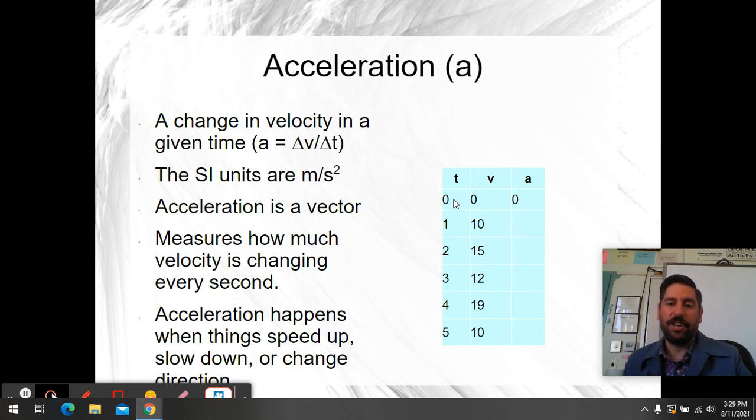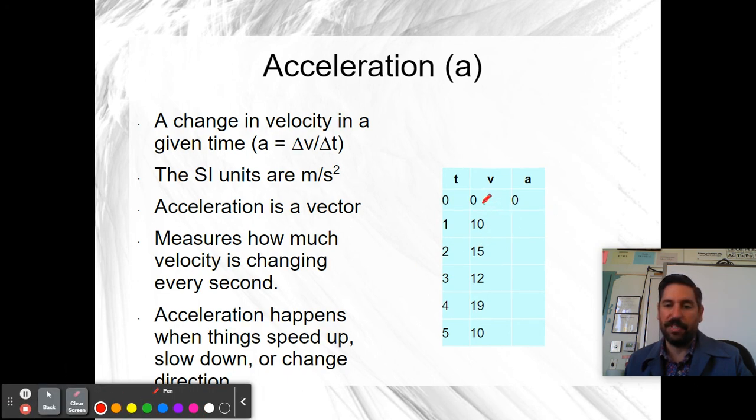Let's say you're at a red light in your car. It's time 0. You're at a red light. Your velocity is 0, and there's no acceleration. Light turns green. 1 second later, you are now going 10 meters per second. What would be your acceleration? So remember, acceleration is measuring how much the velocity is changing every second. So how much did the velocity change in this second? It changed 10, went from 0 to 10. So our acceleration is 10.